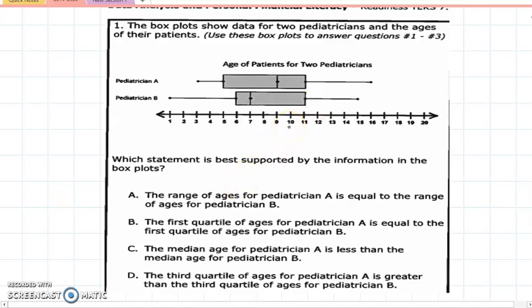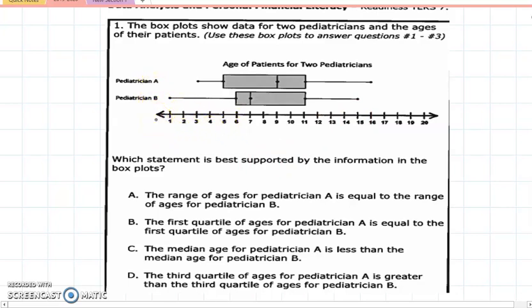Alright, this is day 10. Number two, and this one. It says box plots, these are called box and whisker graphs. The box plot shows data for two pediatricians and the ages of the patients. So penetration A, penetration B.